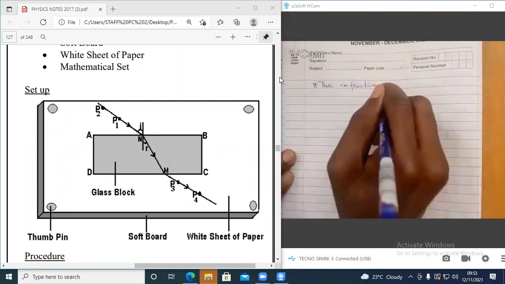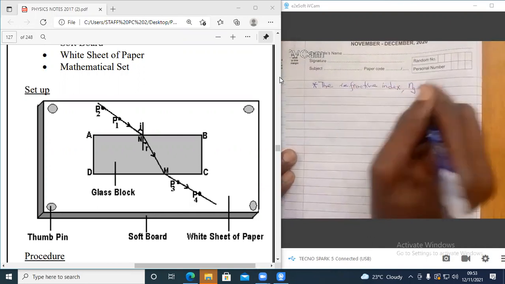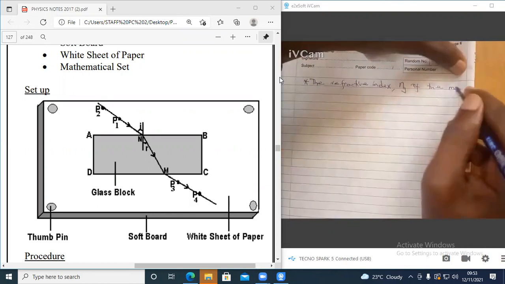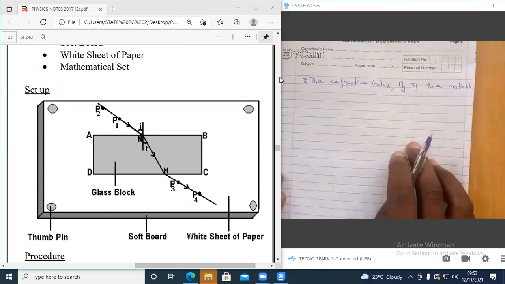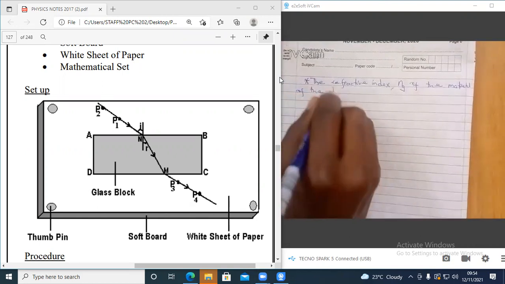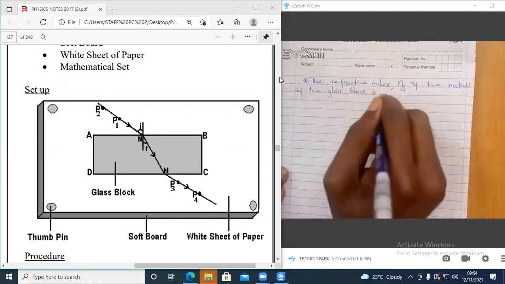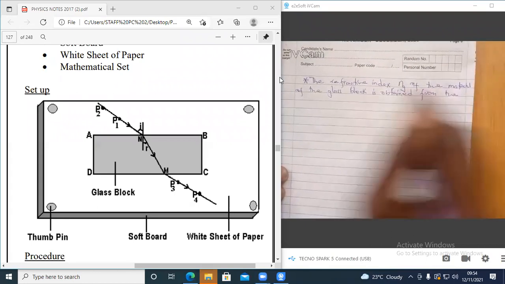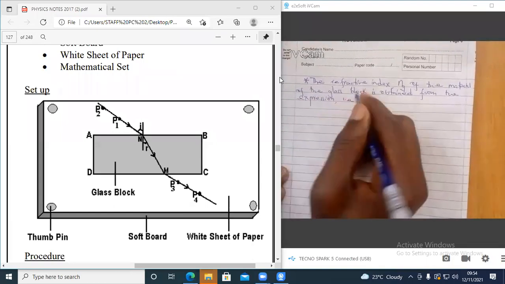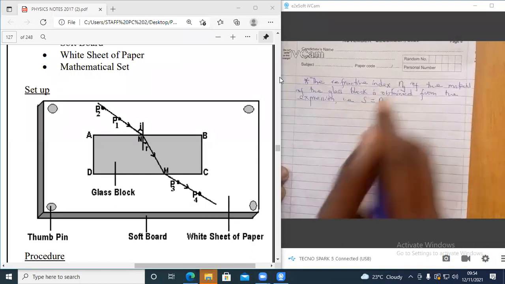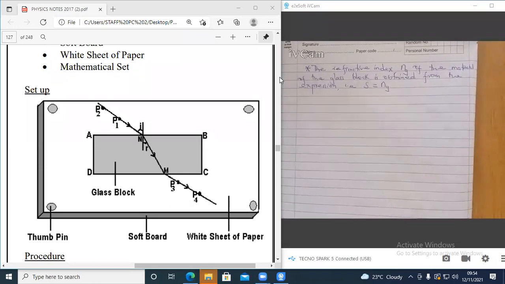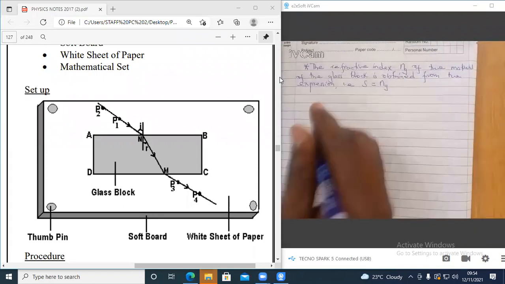So we can now say the refractive index Ng, which is the refractive index of the glass block, is obtained from the expression that the slope is equal to the refractive index. Are you together, members?